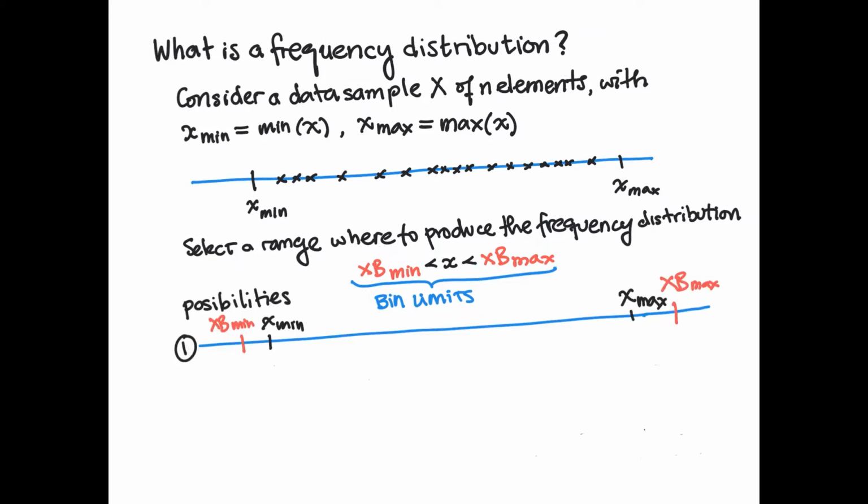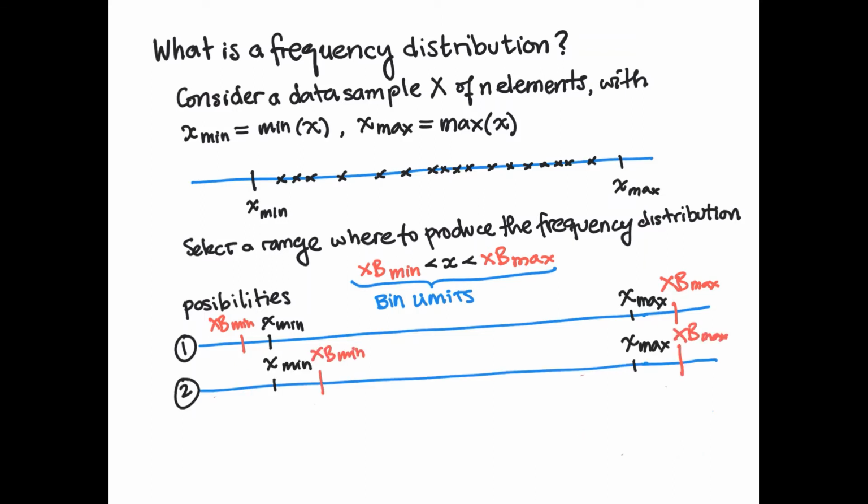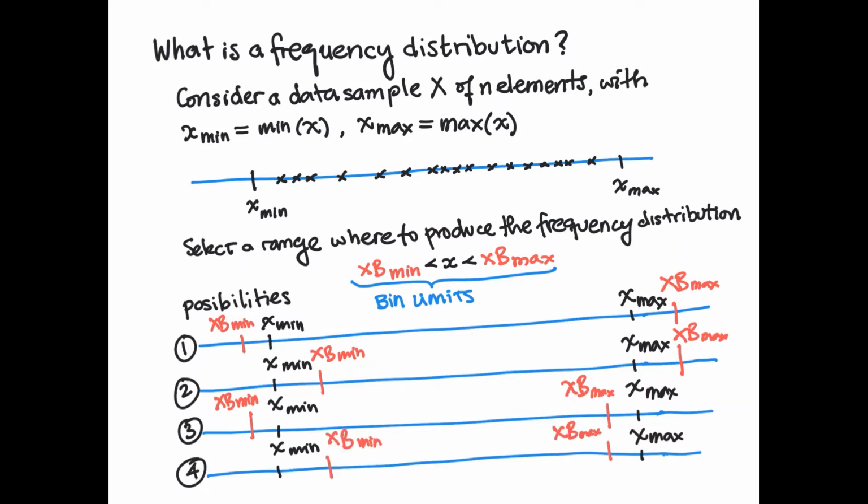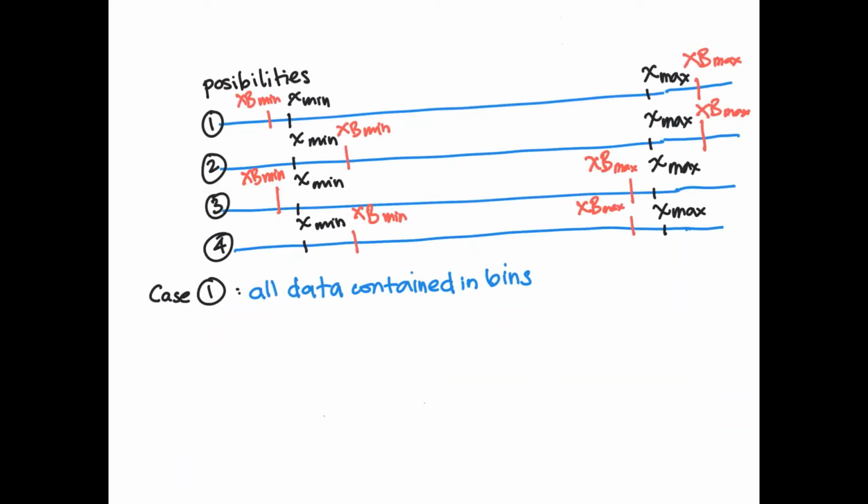And so we see that there are four possibilities here. The first possibility is that the XB minimum is less than X minimum and that XB maximum is greater than X maximum. Another possibility would be to have the XB minimum be smaller than X minimum, but XB maximum being larger than X maximum. Third possibility, XB minimum smaller than X minimum, but XB maximum is smaller than X maximum. And the fourth possibility is that X minimum be larger than XB minimum and X maximum be larger than XB maximum.